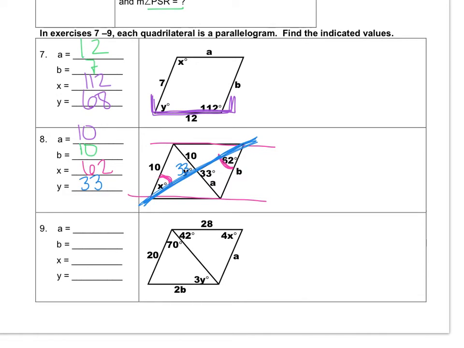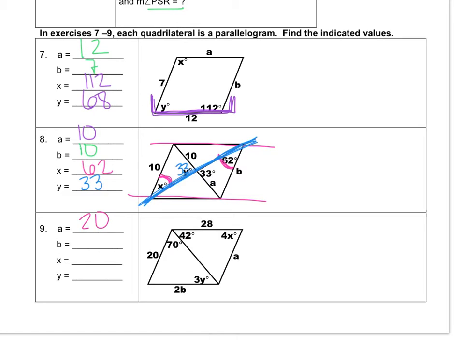All right, number 9, parallelogram again. So you have opposite sides are the same, opposite angles are the same, and alternate interior angles are also the same. Okay, if we're looking for A, A is the side length. Opposite that side length is 20, so A is 20.